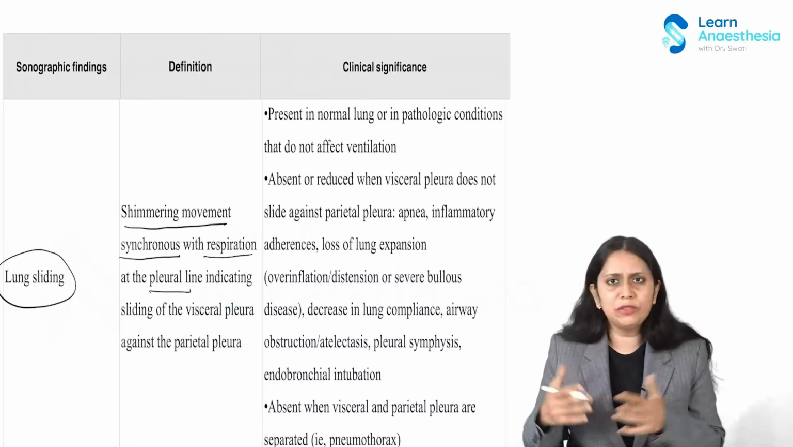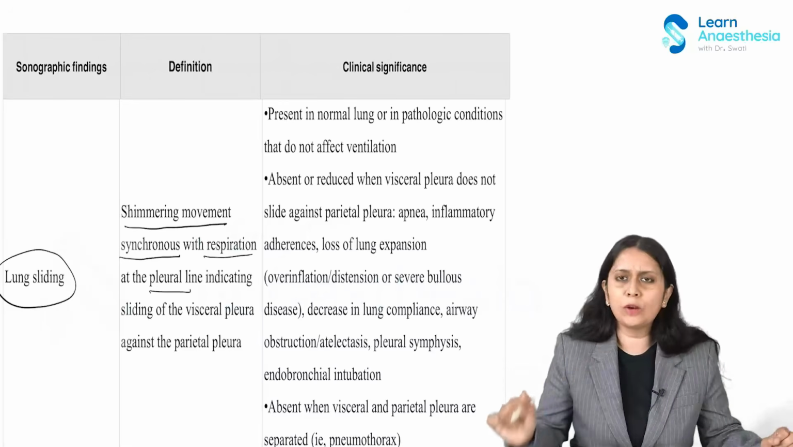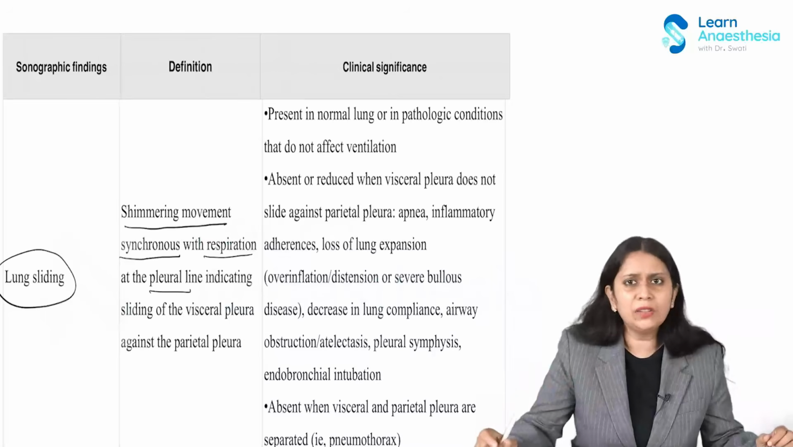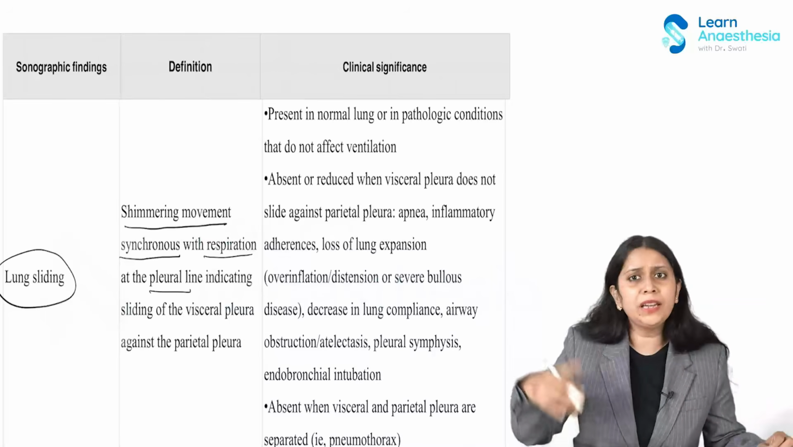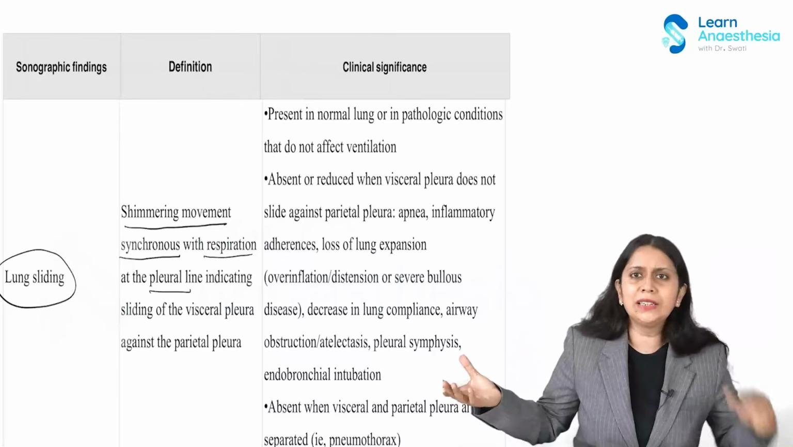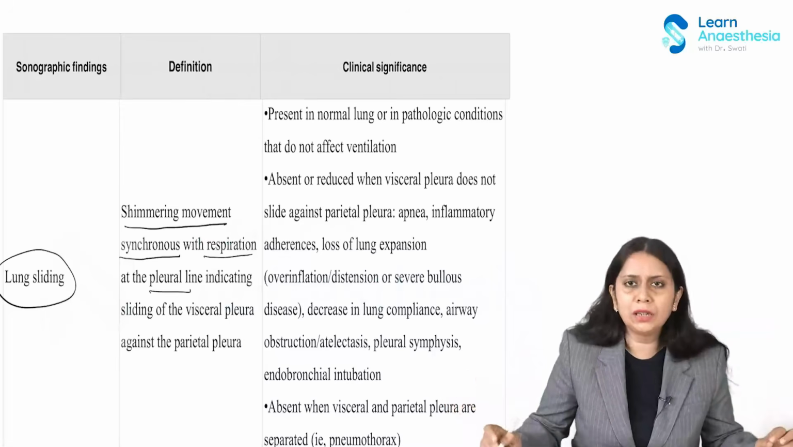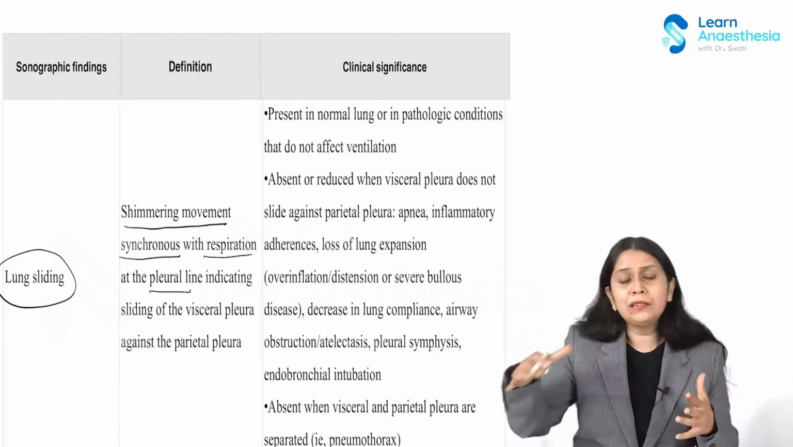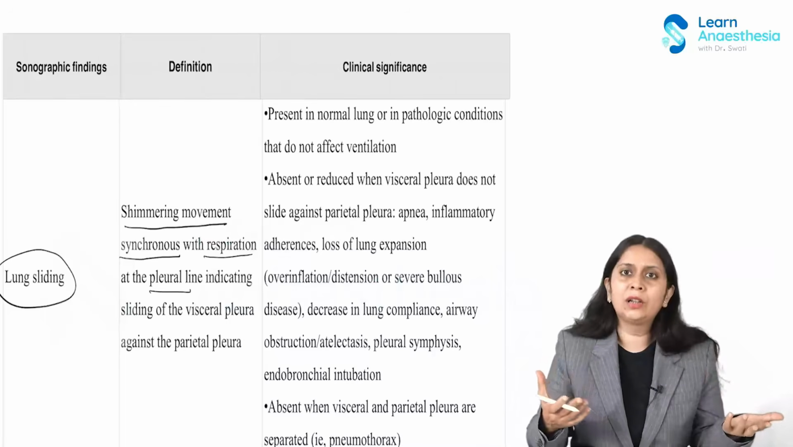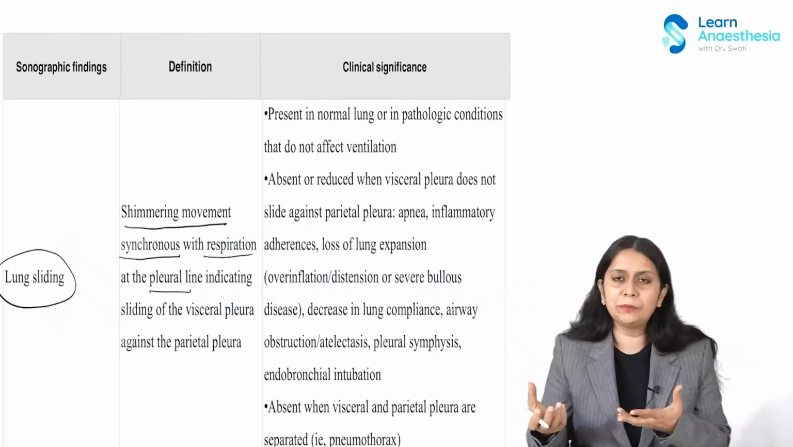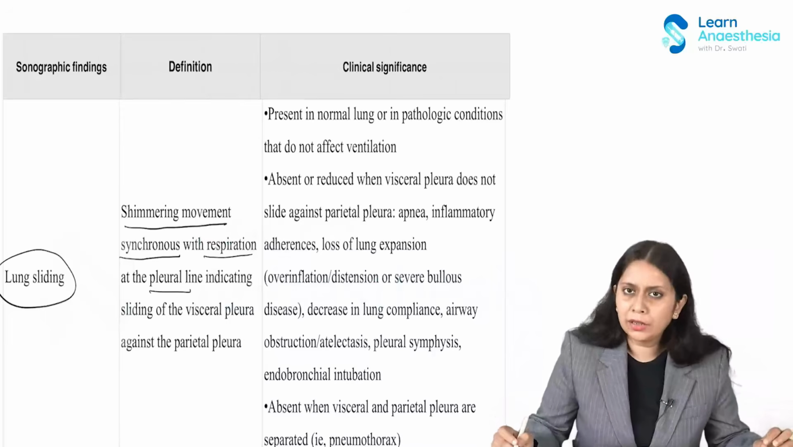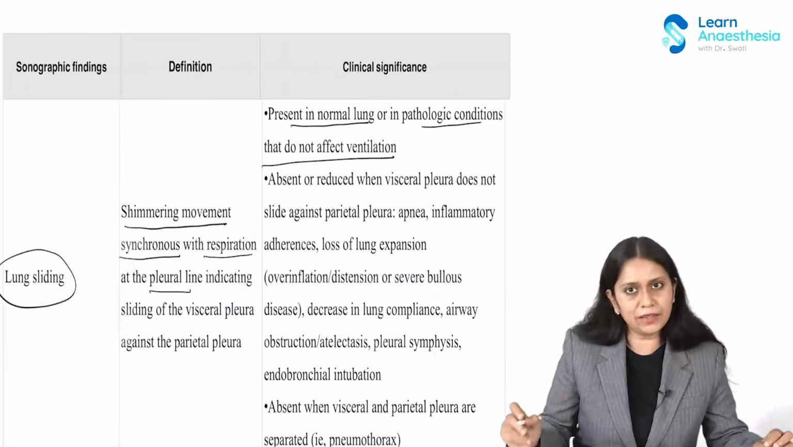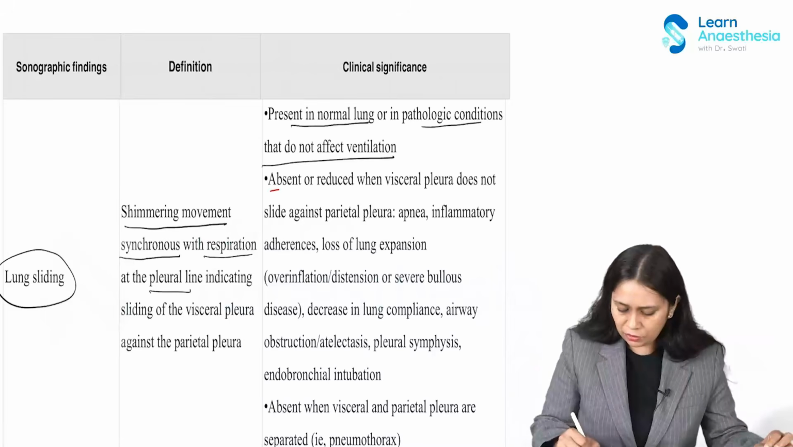So lung sliding we will see in a normal lung when normal respiration is happening. If respiration stops for some reason, the lung sliding sign will not be there. It will not be there in apnea, and it will not be there in endobronchial intubation, when only one lung is getting ventilated, on the other side we will not see the lung sliding sign. Or it will not be seen when the parietal and visceral pleura are separated by something present in between, that is, air between the visceral and parietal pleura, that is your pneumothorax. It is present in a normal lung or in pathological conditions that do not affect the ventilation, that do not affect the aeration.